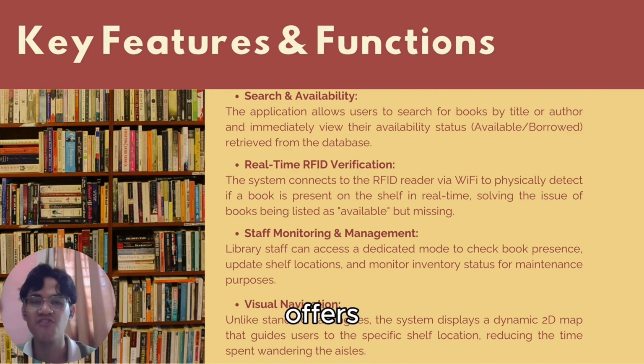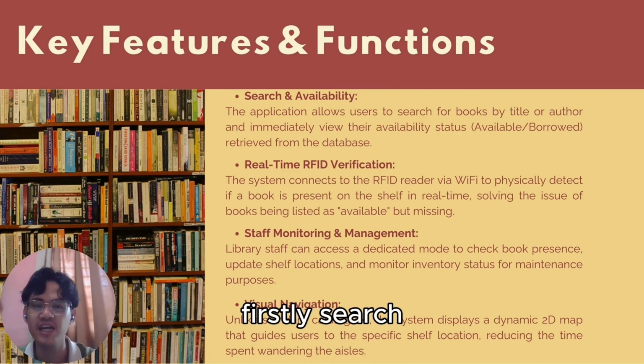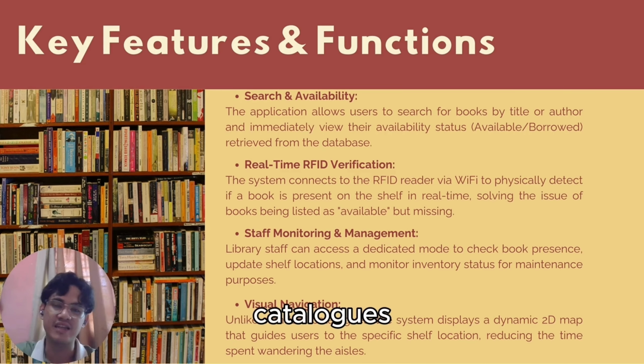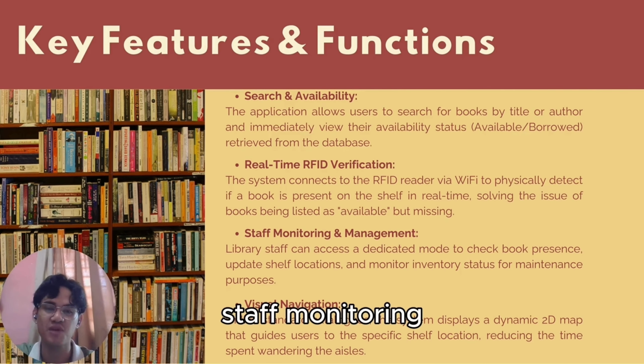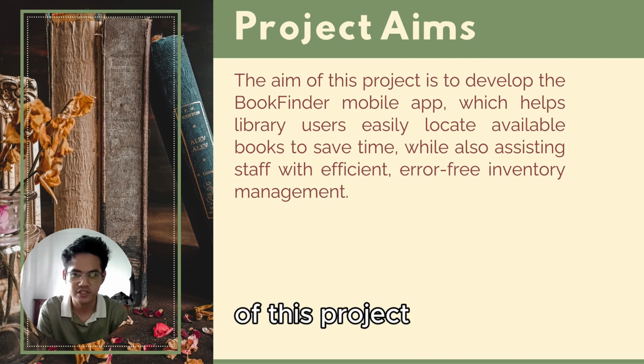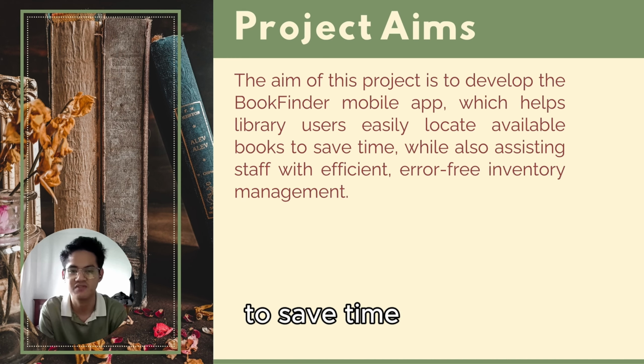The application offers 4 core functions, which are, firstly, search and availability function. Secondly, real-time RFID verification. Thirdly, visual navigation, unlike standard catalogs. And finally, staff monitoring and management. Next is the project aims. The aim of this project is to develop a BookFinder mobile app which helps library users easily locate available books to save time, while also assisting staff with efficient, error-free inventory management.